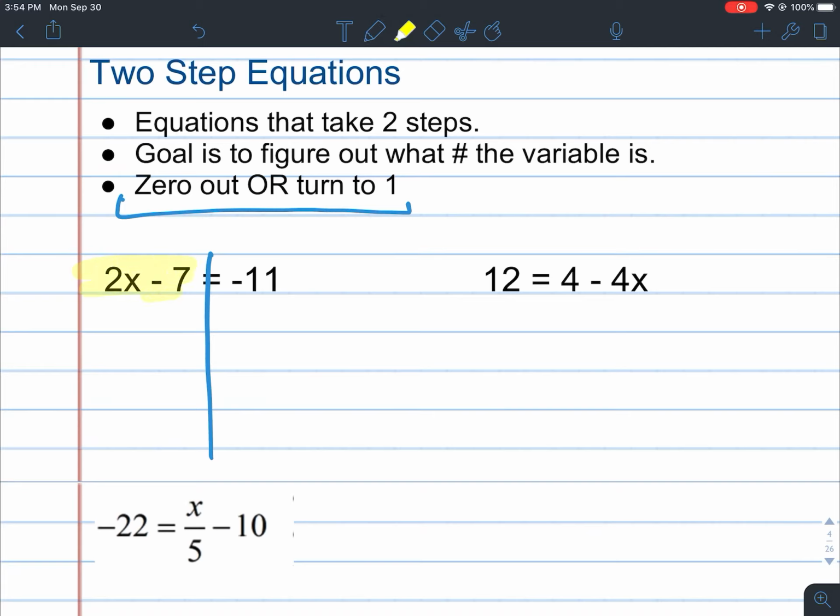So for this first one, we always look at the side with the variable, and on this side we have a 2 and a -7. We're going to first get rid of the non-connected number, so that would be this number. It's not connected to the variable. And the way that we're going to do that is we're going to zero it out. So currently it's a -7, so I'm going to add 7. And with equations, what you do to one side, you have to do to the other. And that's going to leave me with just 2x equals -4.